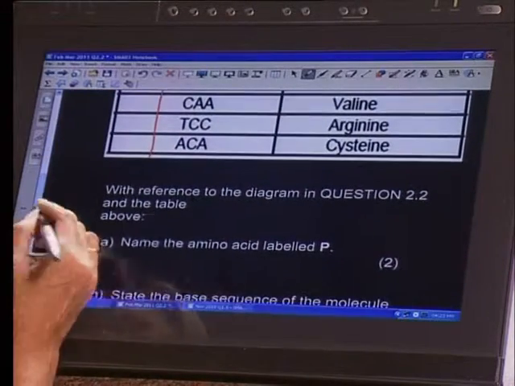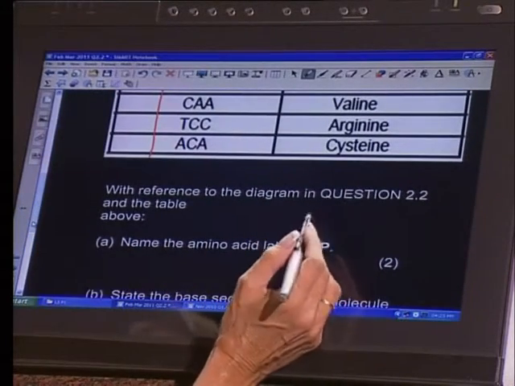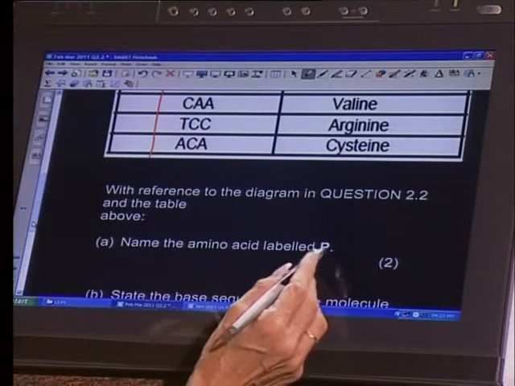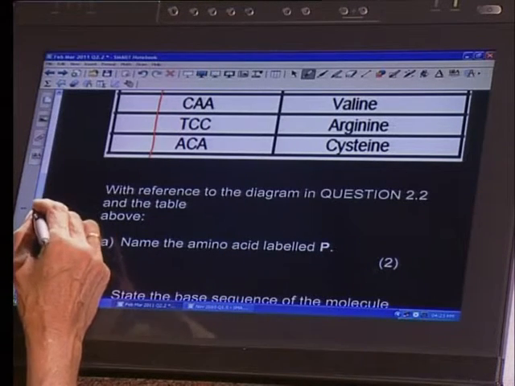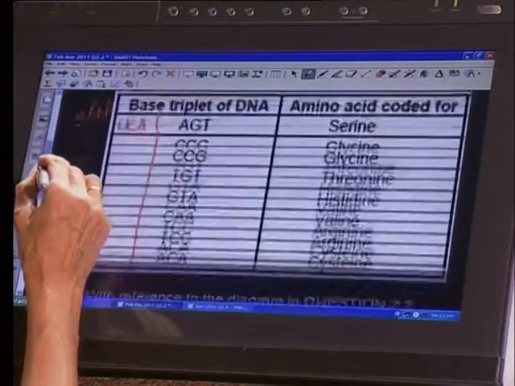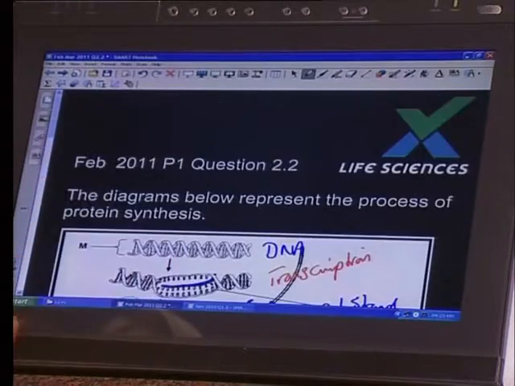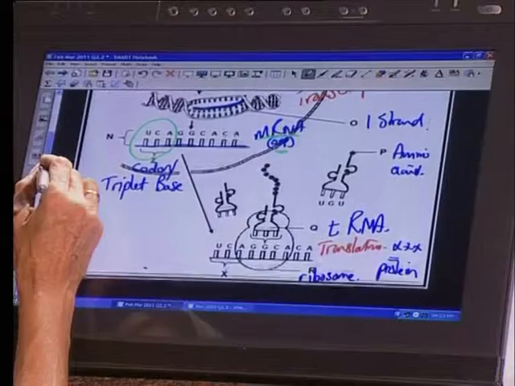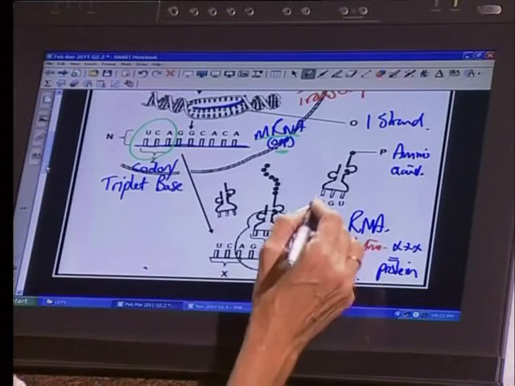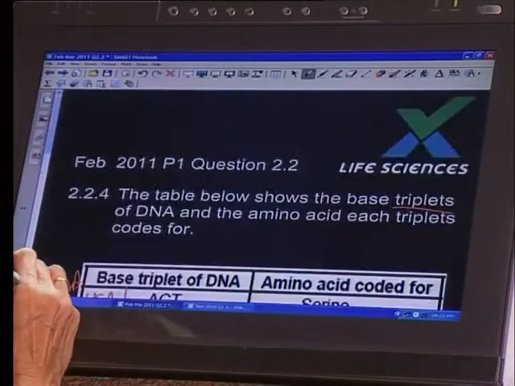Right. Now, with reference to the diagram in question 2.2 of the table above, name the amino acid labeled P. So for the amino acid labeled P, we've got to go back, and let's see here. P is UGU, so we go back here.